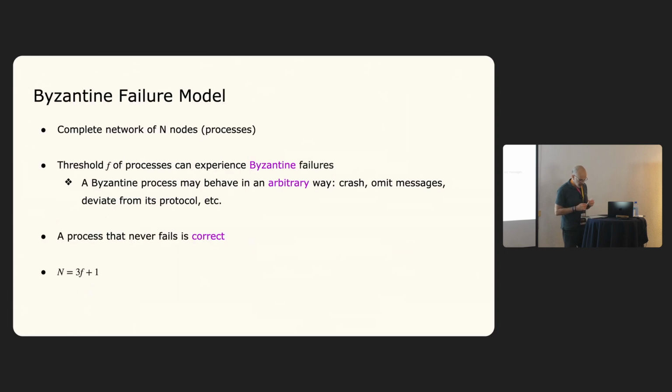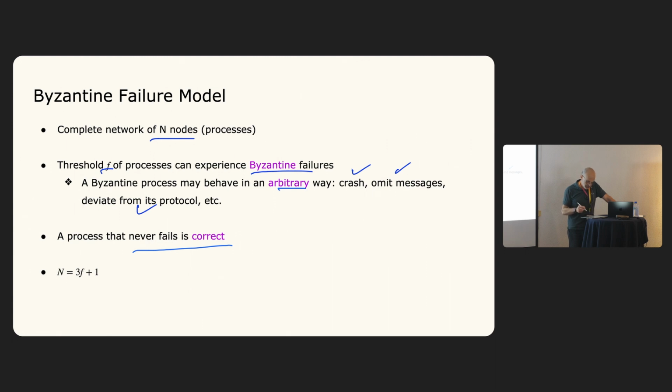Okay, so the Byzantine model I've already defined. Again, we have a complete network of n nodes. We have a threshold f of processes that can experience Byzantine failure. Byzantine failure means that a Byzantine process may behave in an arbitrary way. It can crash, it can omit messages, it can deviate from its protocol, it can do anything. A process that never fails is correct.